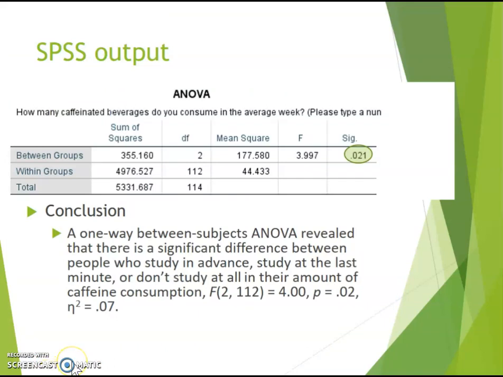So looking back at our conclusion, I just went ahead and rounded that number to just 2 numbers after the decimal point. So rounded, it should be 0.07. And then eta squared we represent with the symbol eta and then a squared next to it. So that's how we'll report that measure of effect size for ANOVA.